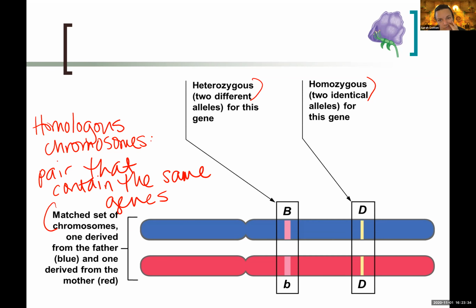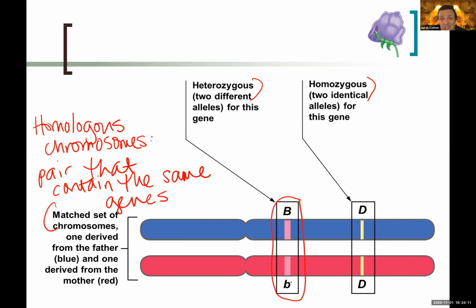Usually there's a ton of genes on every pair of chromosomes, like thousands. But in this one, it's just two, B and D. Now, they're not necessarily identical. They don't necessarily have the same alleles, but they have the same genes. For the B gene, it turns out in this example that they happen to be heterozygous. The chromosome that came from dad is dominant. The one that came from mom is recessive.